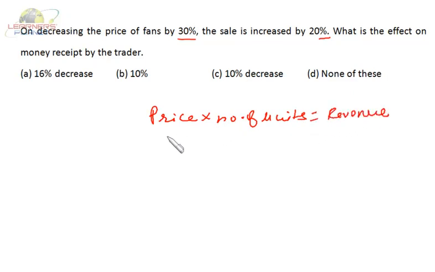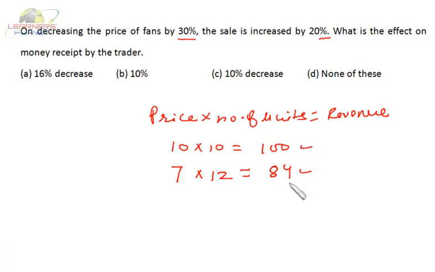Now suppose initially both of them are 10. Okay, you can assume it to be 10. So initial revenue is 100. Now the price is decreasing by 30%. That means the price is now 7. And number of units are increasing by 20%. That means number of units are now 12. So what is the revenue generated? That is 84. Initially it was 100, now it is 84.